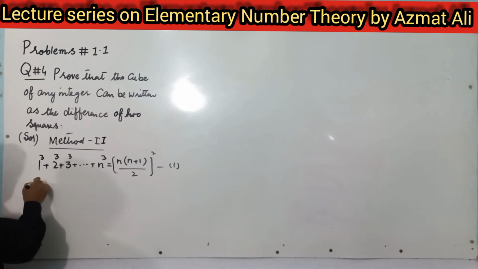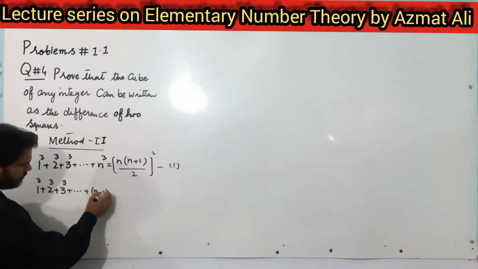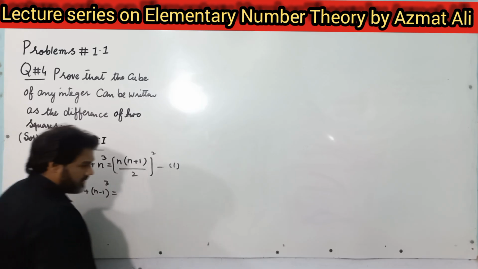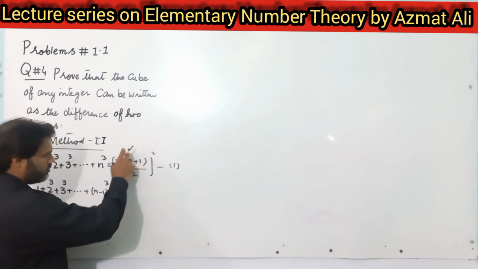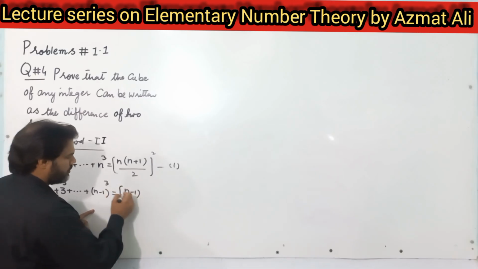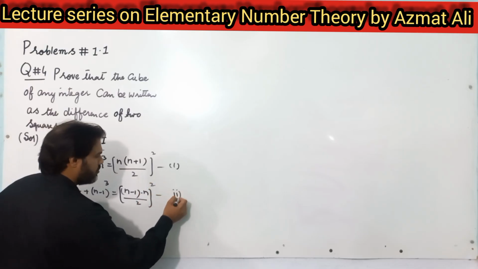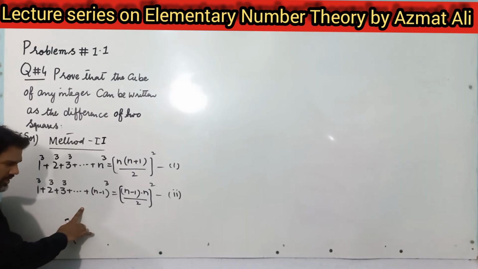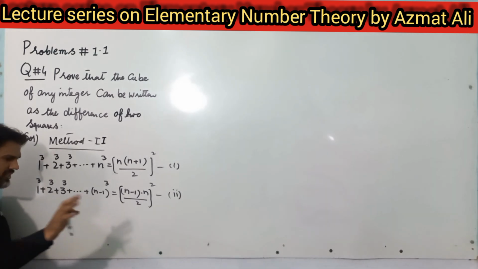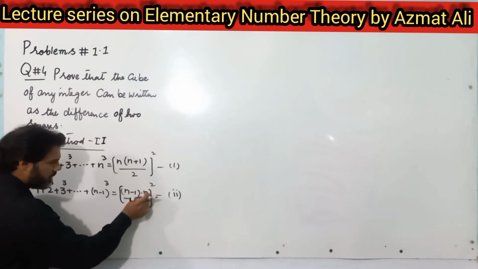Similarly, if we consider the sum of cubes of the first n minus 1 natural numbers, you can write it as 1 cube plus 2 cube up to (n minus 1) cube. In the right hand side, we just replace n with n minus 1. So this becomes [(n minus 1) into n by 2] whole square. This is my equation number 2. Because this is the sum of cubes of the first n minus 1 natural numbers, we just replace n with n minus 1. This becomes n minus 1 and this becomes n.